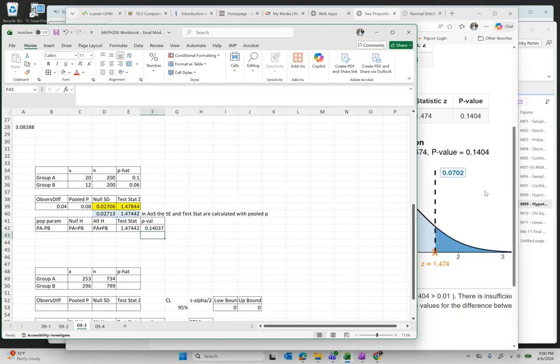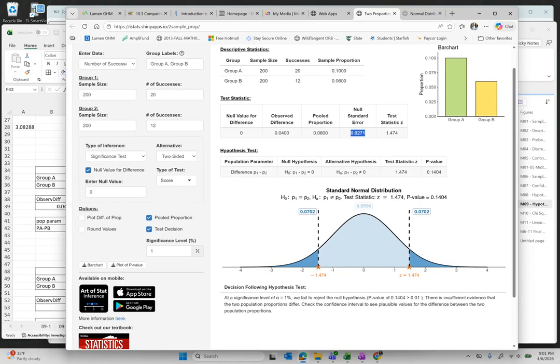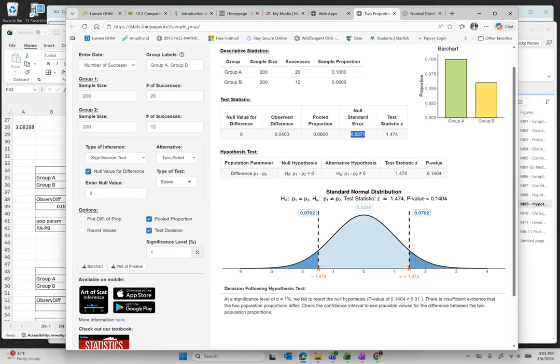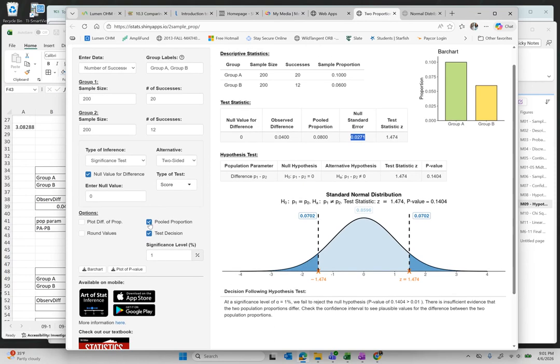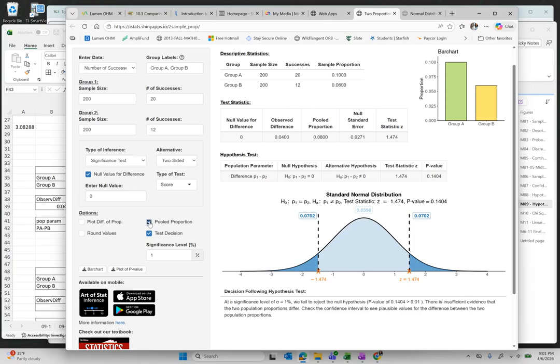So I did find now the answers that ArtofStat gave me really quickly without me having to do all of that math. And now I know that ArtofStat actually pools the proportion. Now, if it didn't pool the proportion, so if this was not checked, let's see if the values change. It does not change. So the ArtofStat app always pools the proportion. If you have this checked, it will just show you what the pooled proportion is so that you know how to do the math by hand if you want.